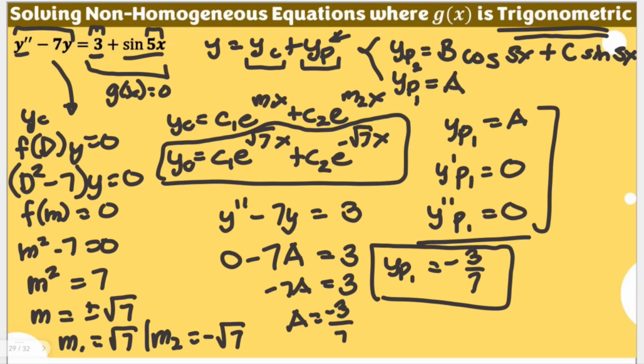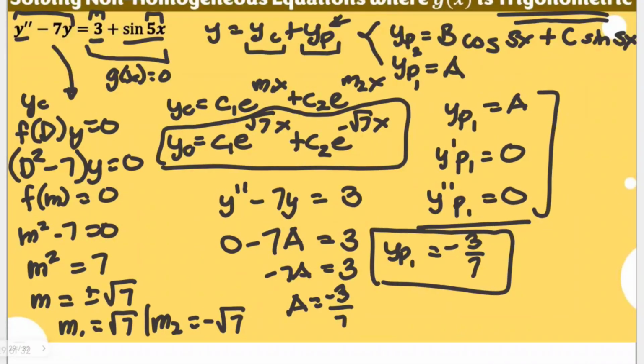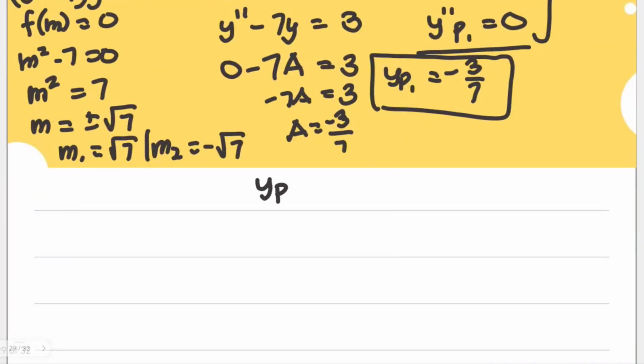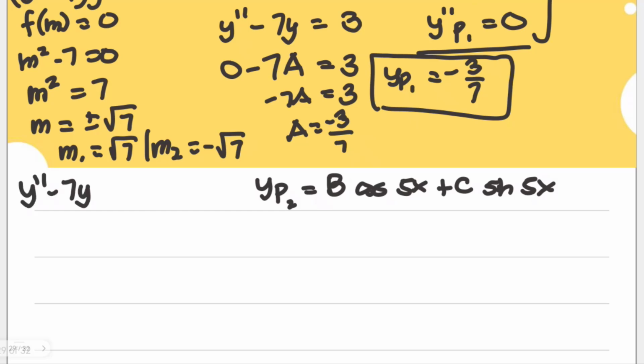We need to look into the second component of our g of x, which calls for the trigonometric function. So y sub p sub 2, we're going to use b cosine of your angle 5x plus c sine of your angle 5x. Take note, our original form is 3 plus sine of 5x, so for this, we will have this form here. And take note, we go up to second order.